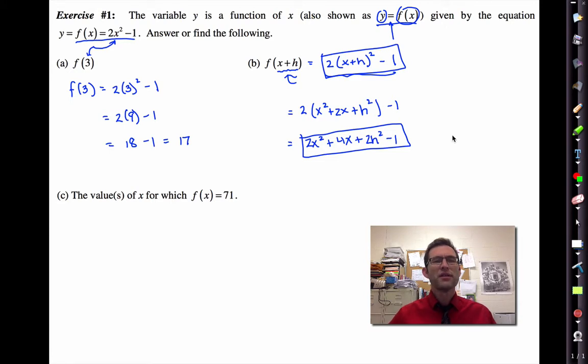Now, letter C is a little bit different. It says we're going to find the values of x for which f of x equals 71. Now, this is very, very important. Even students at a high level can look at that 71 and go, yep, I'm plugging that in for x. But in fact, this is the output, right? It's the output. It's the y value. So what we want to do is actually solve this equation. All right? Pause the video now, take a moment, and go ahead and solve that. Should be pretty easy.